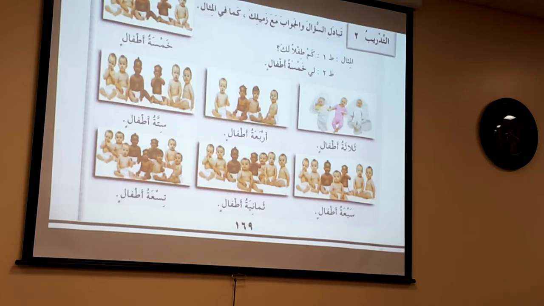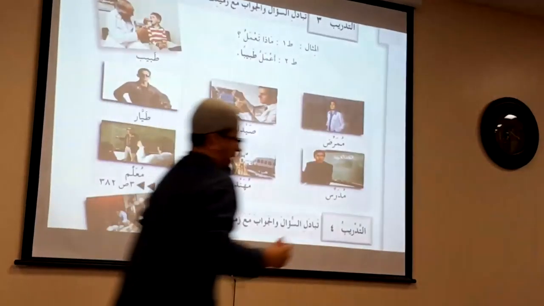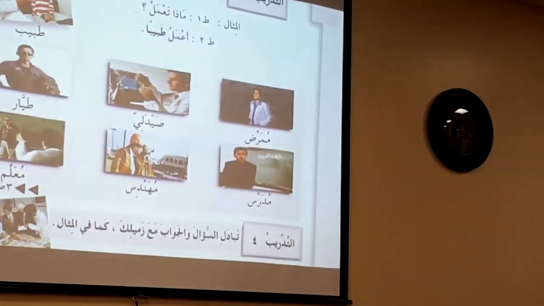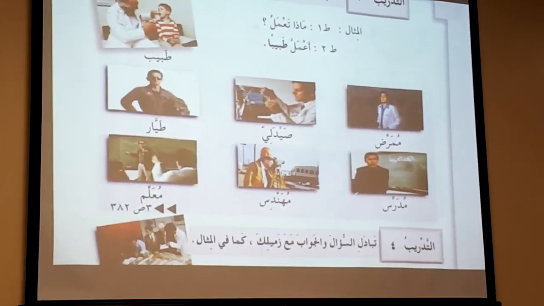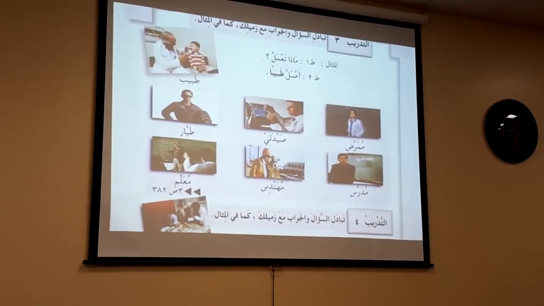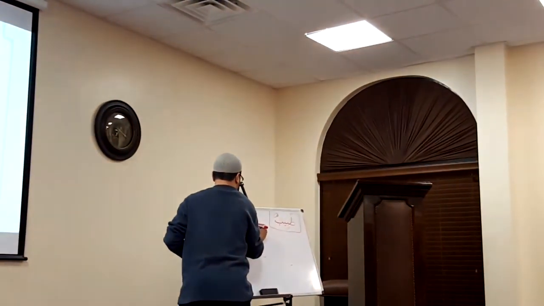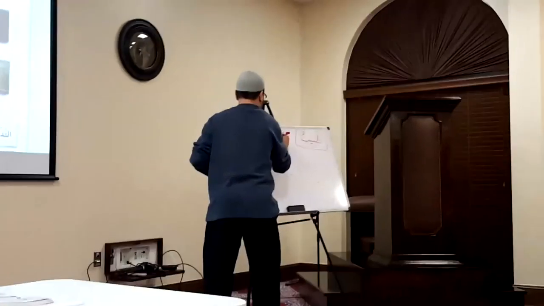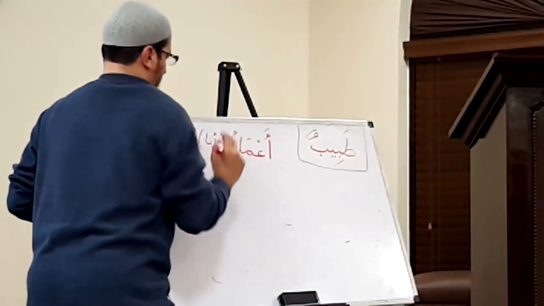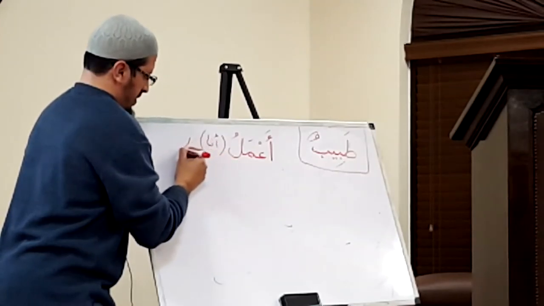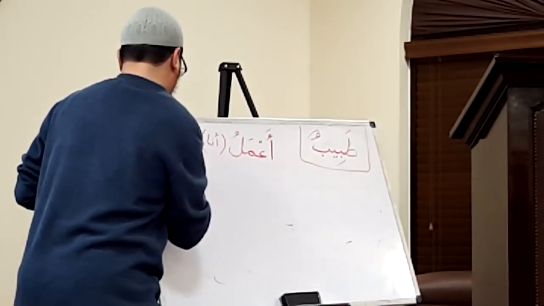Okay, so here, what's the question again? ماذا تعملوا؟ Okay, so look, the noun, the option is tabib, tabibun. That's the word. So when you answer, a'malu, and put it here, which means ana. A'malu tabiban.